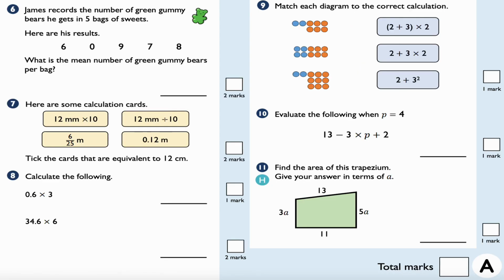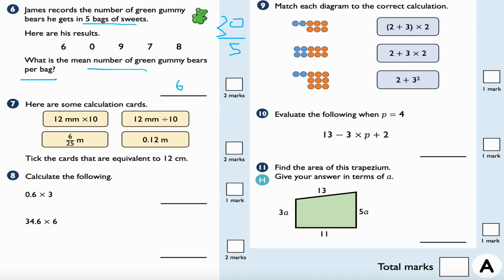Okay, this is question number 6, guys. James records the number of green gummy bears he gets in 5 bags of sweets. Here are his results: 6, 0, 9, 7, 8. What is the mean number of gummy bears per bag? Okay, so if I add them together, 6 add 0 is 6, add 9 is 15, 15 add 7 is 22, add 8 is 30, and then if I divide it by the total number of bags, 30 divided by 5 is 6.